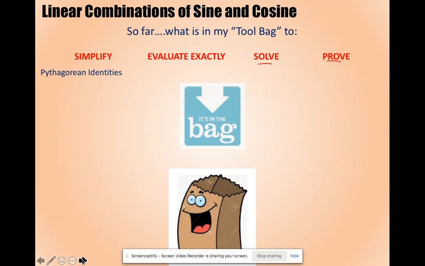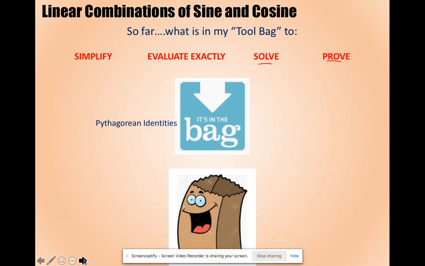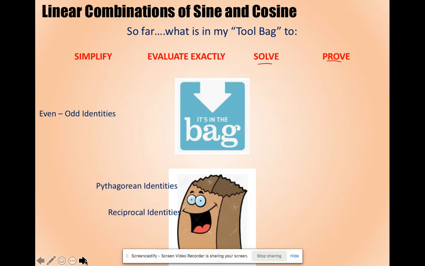Pythagorean identities, in the bag. Reciprocal identities, in the bag. Even odd identities, in the bag. Cofunction identities, in the bag. We went over all of those and we did some solving and proving and we did a quiz, right? Good job. After the quiz, we gave you some more tools.